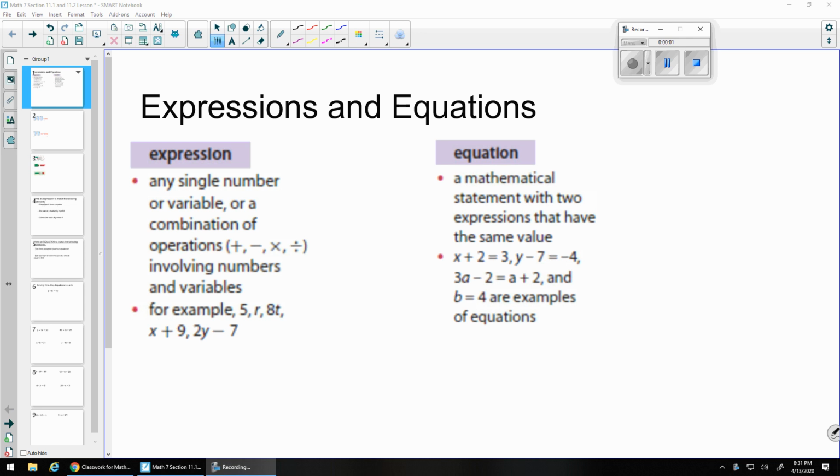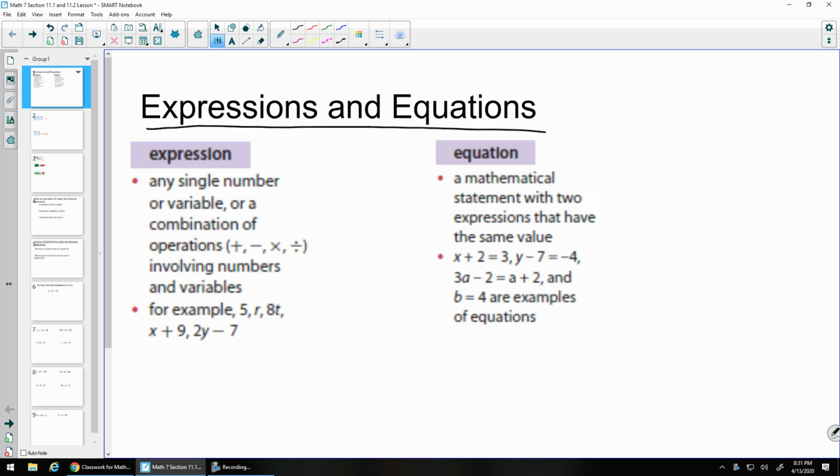Hello, grade sevens. We are starting chapter 11, and chapter 11 is all about expressions and equations. Really, we're going to be doing algebra, the exciting algebra. So there's expressions and equations. Last chapter we were working with expressions.